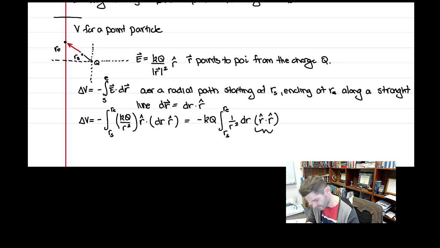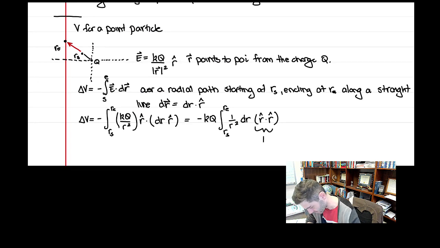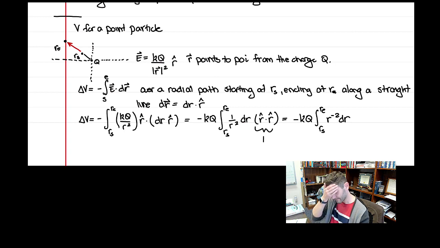But those are unit vectors, so it's the product of their magnitudes. They're both magnitude 1. Multiply the cosine of the angle between them. It's the same vector, so the angle between them is 0. Cosine of 0 is 1. So that's just 1. Then all I have to do is negative kQ integral from r start to r end of r to the negative 2 dr.